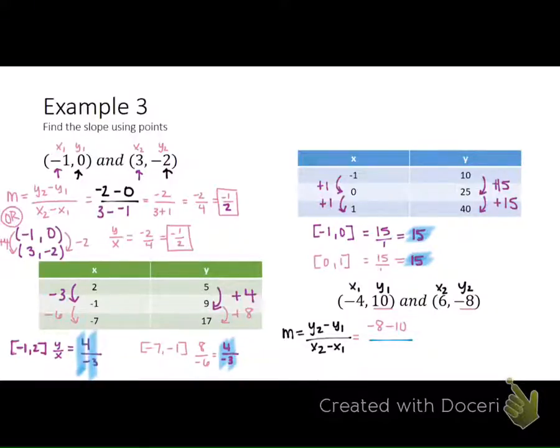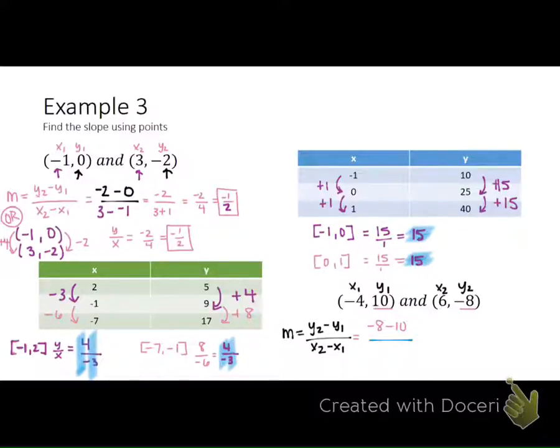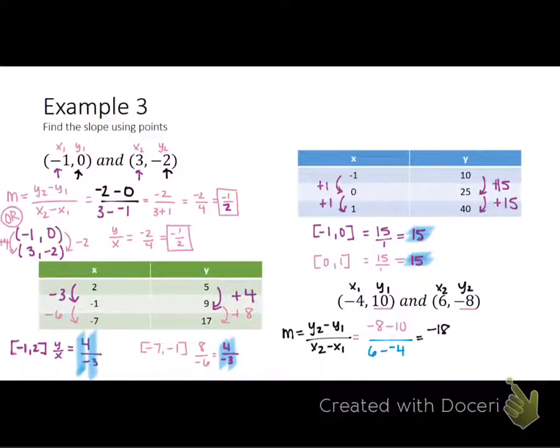So it says x2 minus x1. Where's your x2? Which one has an x2 above it? Okay, so you do 6 minus what? That's not 8. You need to go x2 minus x1. So which one is x1? Oh, negative 4. So 6 minus a negative 4. That becomes plus, so that'd be 6 plus 4. So that's negative 18 over 10.